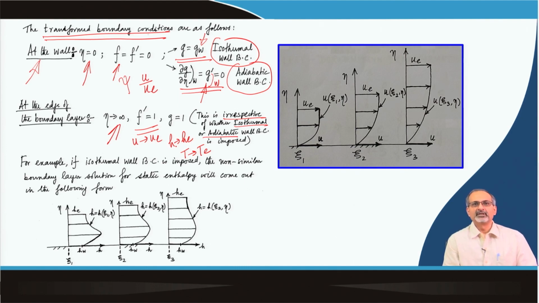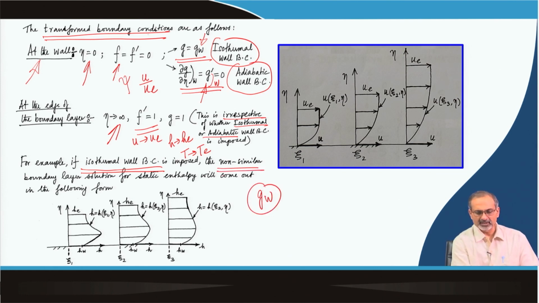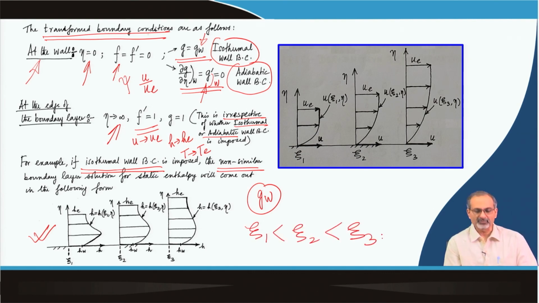Now, as I said a few minutes back, in this situation, if you attempt a solution of the conservation equations based on, let us say, an isothermal wall boundary condition, where you have GW specified, then you will get a non-similar boundary layer solution for the static enthalpy, and the static enthalpy profiles will turn out to be like this at different xi stations. So, of course, you have different stations here at which you are plotting and showing the velocity profile, or rather the enthalpy profiles, static enthalpy profiles, and they will show up like this.